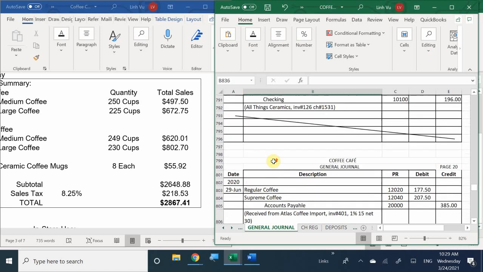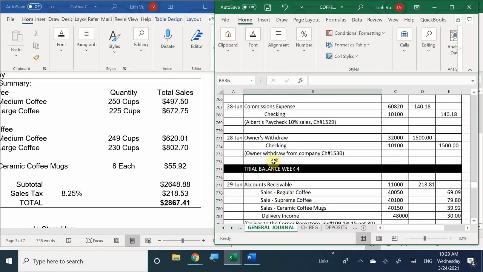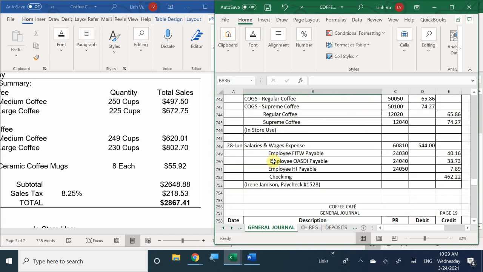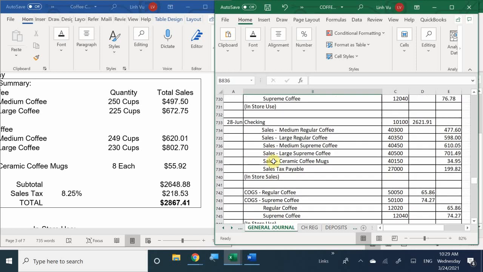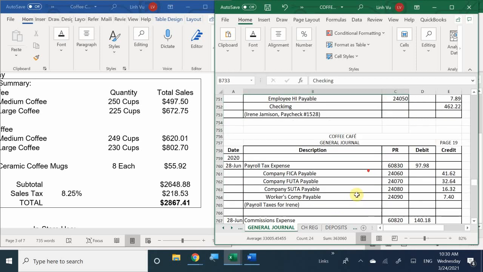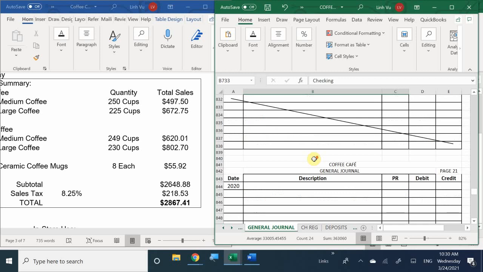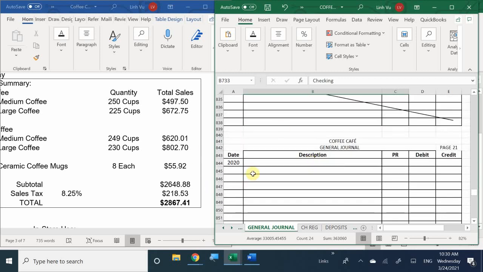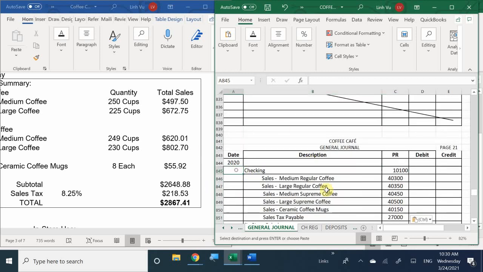Once again, I'm going to go ahead and scroll up to see a transaction that we have completed beforehand. So here we are. Okay, let me do that again. So checking all the way down to here. So starting on the brand new page 21.